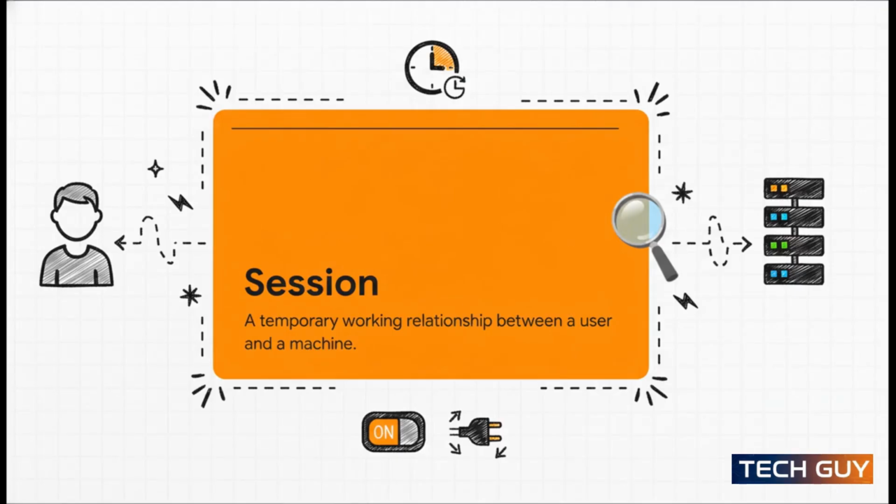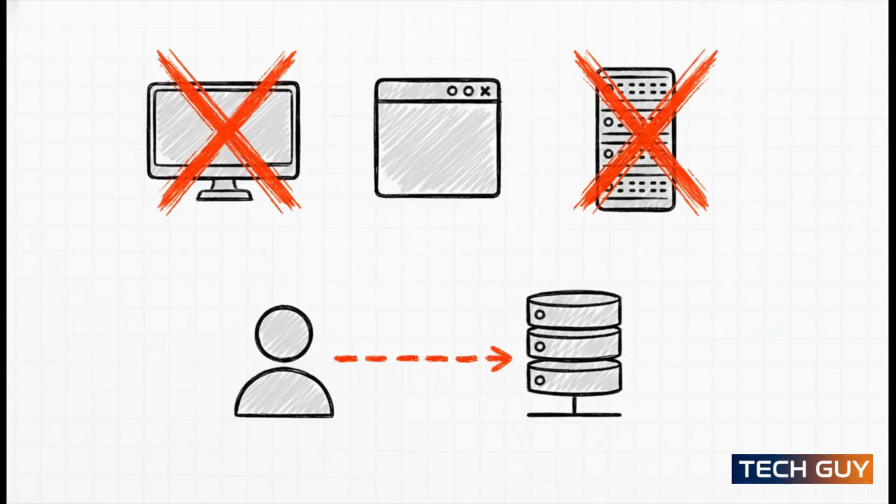So here it is. This is the big reveal. A session is just a temporary working relationship between a user and a machine. That's it. Seriously. No magic, no deep technical mystery. It's just a connection that exists for a period of time. And to make it even clearer, let's talk about what a session isn't. It's not the desktop that you see on your screen. It's not the app you're using like Outlook or Excel. And it's not the physical server sitting in a data center. The session is the relationship between you and that server.